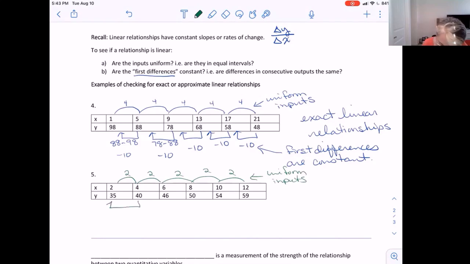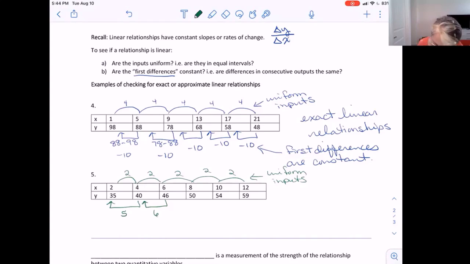So 40 minus 35 is 5. 46 minus 40 is 6. So right away, we know that it's not going to be exactly linear because those differences are not the same. But now we have to see, can we even use approximately linear? Because those differences still need to be close.